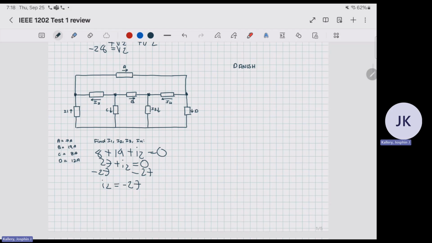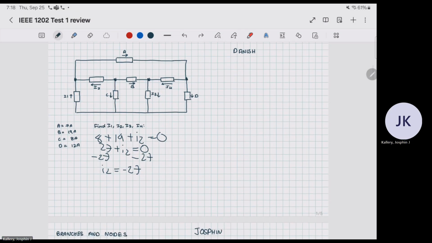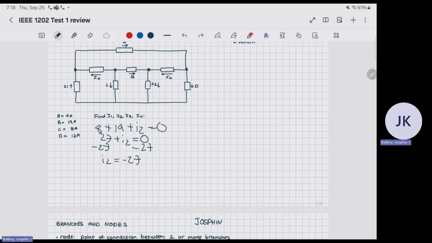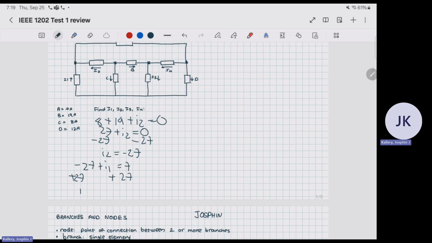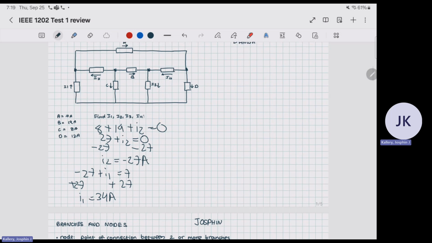The next node we can solve for is this one right here because we have I2, we have A, but we don't have I1. So we'll solve for I1 next. All right, so we have I2 entering the node, we have I1 entering the node, and we have A leaving the node. So this will be negative 27 plus I1 equals 7. So we can do plus 27 on both sides. And then we get I1 equals 34 amps. Make sure to include your units when you're doing this.